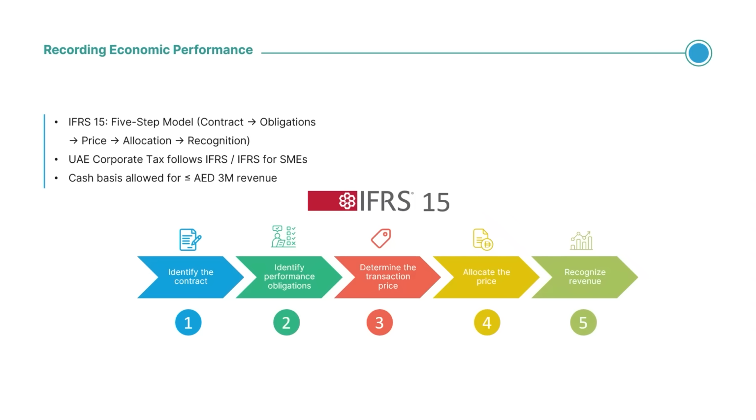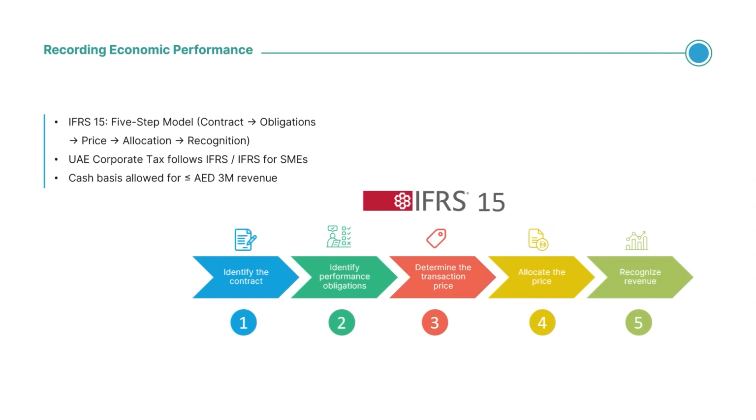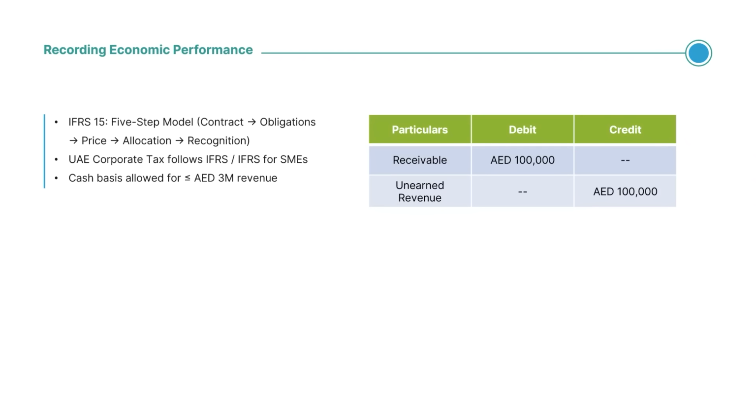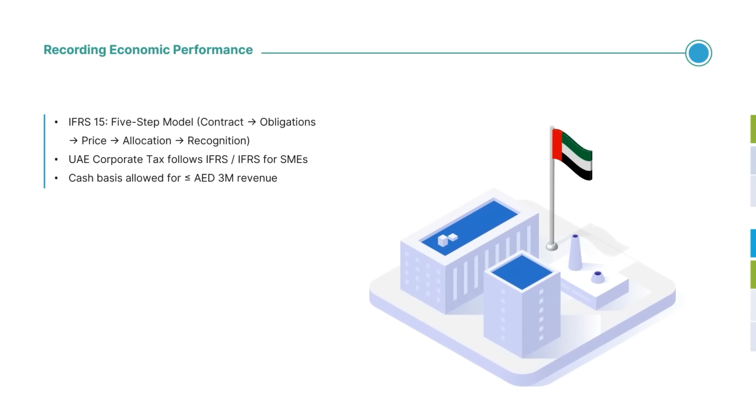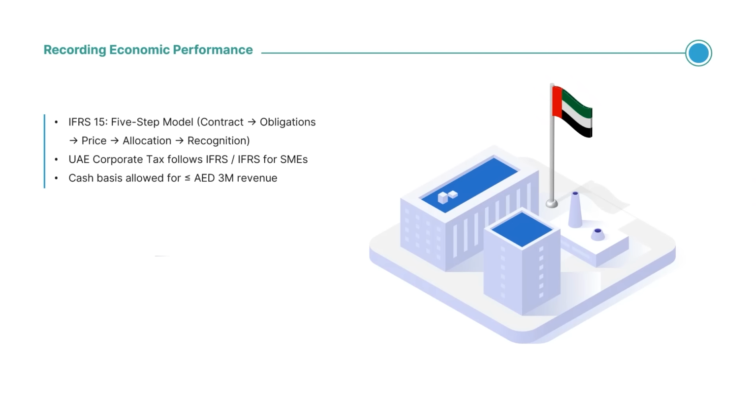Recognize revenue as obligations are satisfied. In this case, revenue is spread over 12 months, not all at once. In accounting terms, at the start, debit accounts receivable 100,000, credit unearned revenue 100,000. Each month, adjust: debit unearned revenue 8,333, credit revenue 8,333. From a tax perspective, the UAE corporate tax generally follows IFRS income recognition.